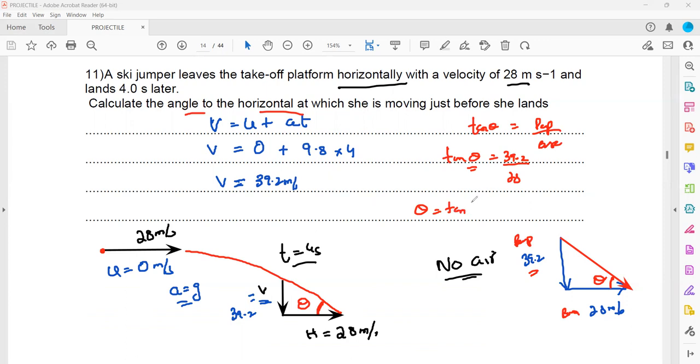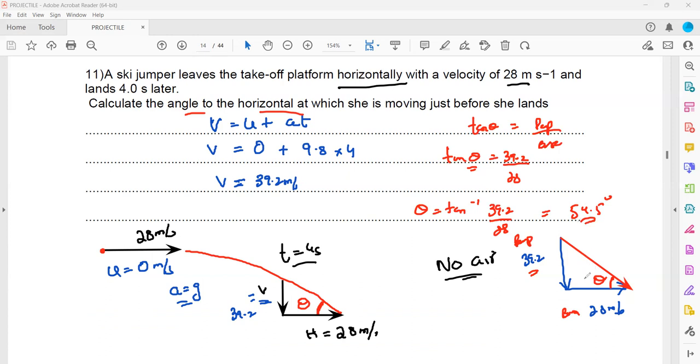Whenever you're using a trigonometric ratio, the mode of your calculator should be in degrees, not in radians. So 39.2 divided by 28. What's the final answer for the angle? Tan inverse gives 54.5. So theta equals 54.5 degrees. This means she will move at an angle of 54.5 degrees to the horizontal.